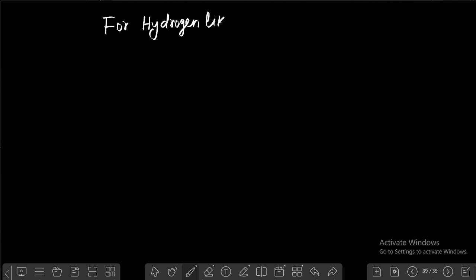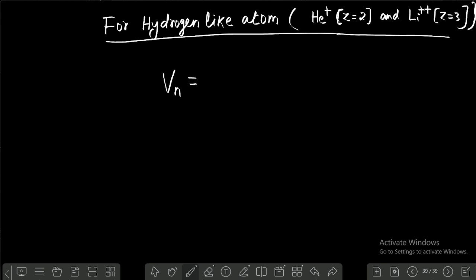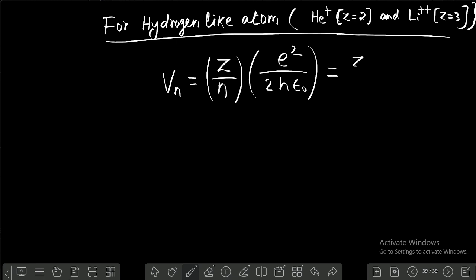Direct you remember. The next lesson, for a hydrogen like atom. For hydrogen like atom, you know already, He plus where Z equals 2, and lithium double plus or beryllium triple plus, where Z equals 3. Now for this type of hydrogen like atom, introduce the Z value. So Vn equals Z by n into e square by 2h epsilon naught, which can also be written as Z by n V naught.